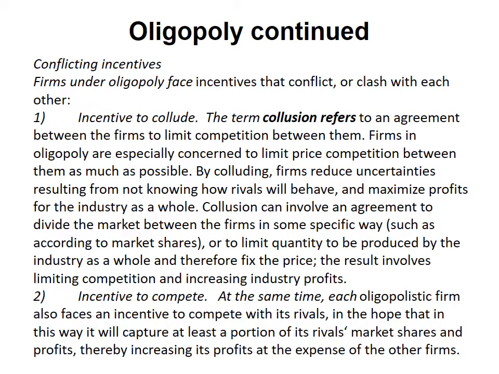So looking at oligopolies some more. There is the incentive to collude. So firms under oligopoly face incentives that conflict or clash with each other. So we'll look at the first one, the incentive to collude. So remember, there's only a few dominant firms, so they can get together and decide to either fix the price or reduce the quantity or a combination of the two.